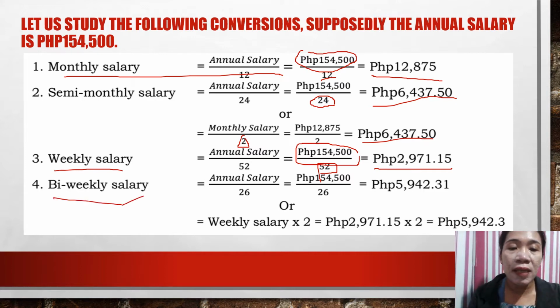The biweekly salary is also divided, the annual salary will be divided by 26 because there are 26 bi-weekly periods in 1 year. Or you simply multiply the weekly salary by 2. So, same ra ang answer, which is 5,942 pesos and 31 centavos.